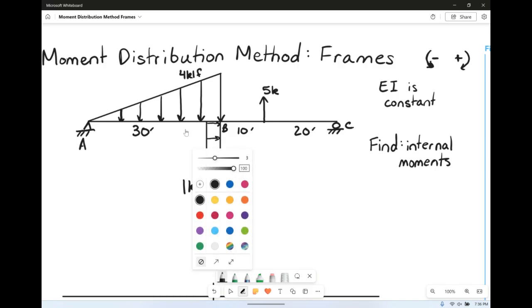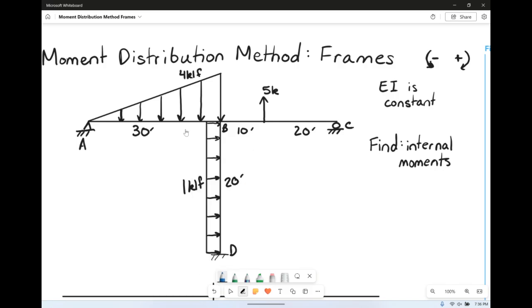So step number 1 for the moment distribution method, we want to find all of our reduced stiffness factors. Technically, you'll get the same answer if you just assume everything is 4EI over L, but it is a lot faster if you can actually use the reduced stiffnesses.